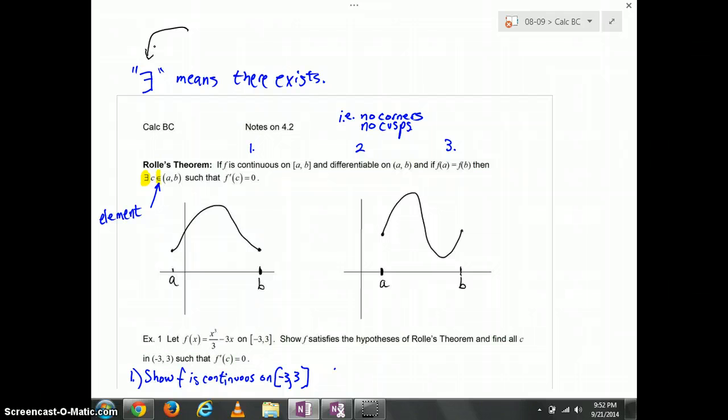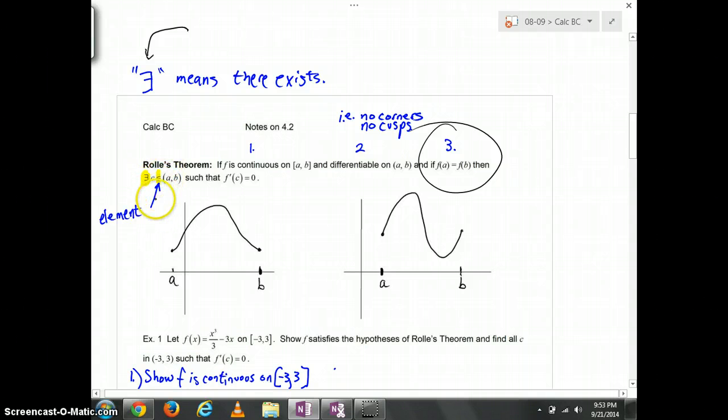What does it mean to be differentiable? It means our derivative exists. That means our derivative would never have non-existence. We won't have corners, cusps, vertical tangent lines, anything like that. So if your function is continuous on the closed interval, differentiable on the open, and here's our third condition, if at the endpoints f of a equals f of b, then, provided that these three conditions are met, here is this backwards E. There exists a c.